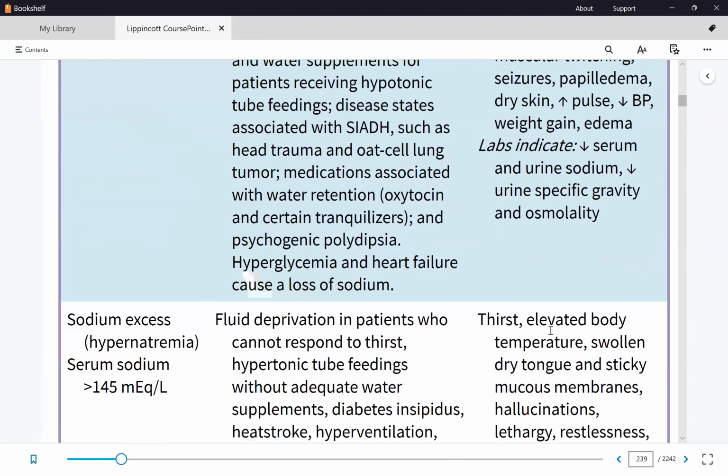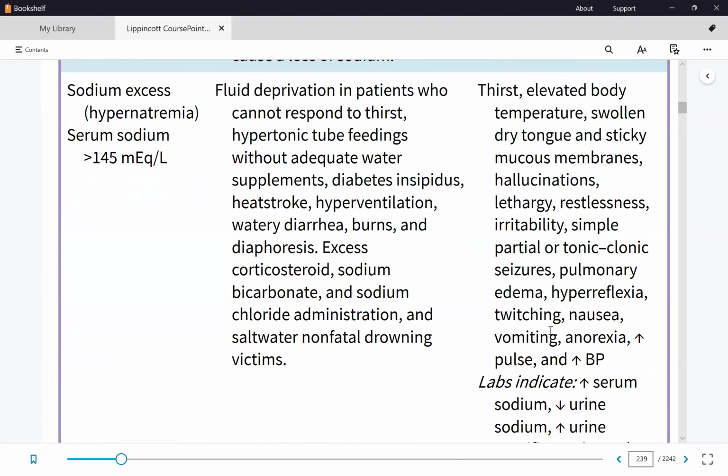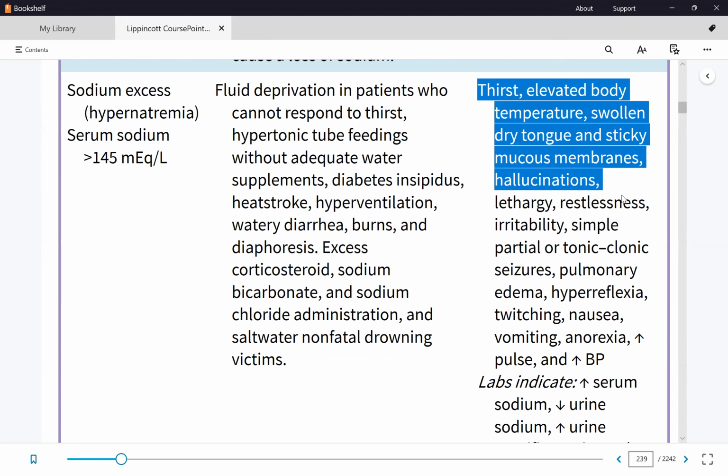Okay, so now let's go to high sodium. What is the effect now on the body with high sodium levels? So it'll be the opposite. Patient therefore will be thirsty. Raise the temperature all the way here.